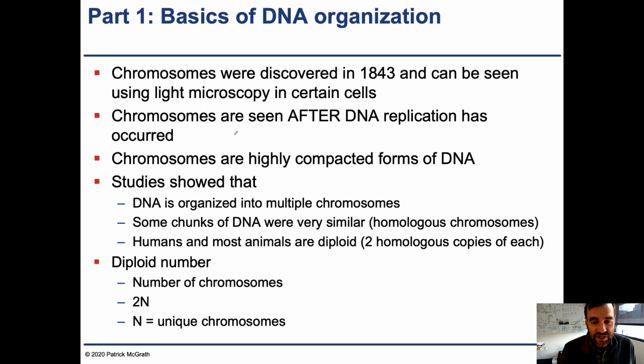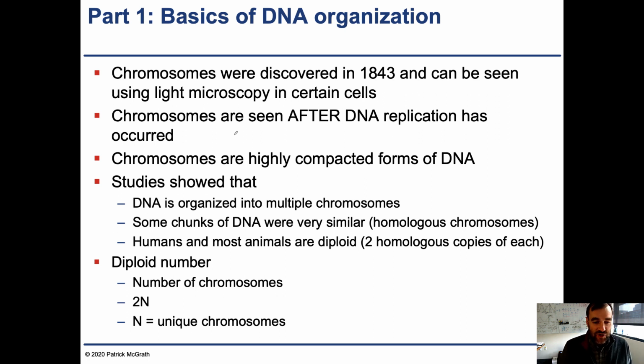Chromosomes are actually highly compacted forms of DNA. Your DNA is normally compacted within a cell just to fit within the cell, but during mitosis and meiosis, further compaction occurs to really condense it down into very compacted forms. Then studies showed that DNA is organized into multiple chromosomes. Some chunks of DNA were very similar, which were revealed to be homologous chromosomes, and humans and most animals are diploid, so there are 2 homologous copies of each.